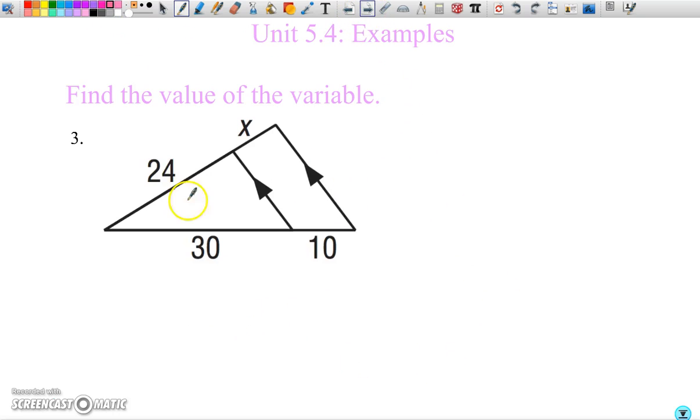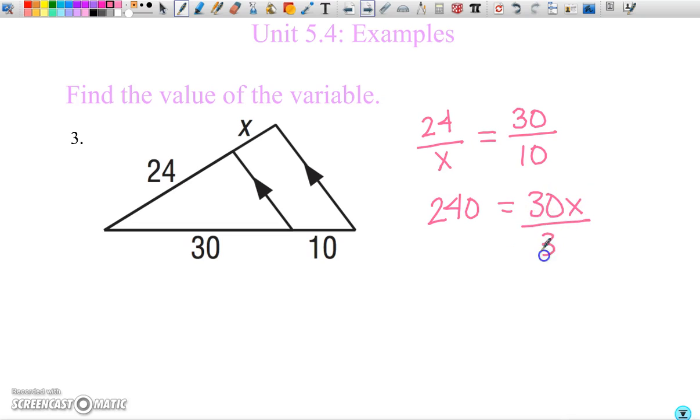All right, now number 3. So parallel lines here. And so that just means we have proportional parts. So remember, keep it consistent. If I do 24 over x and I use the top part first, then I have to use the top part first in the other one. So 30 over 10. Cross multiply to get 240 equals 30x. Divide by 30. And you would get that x is 8.